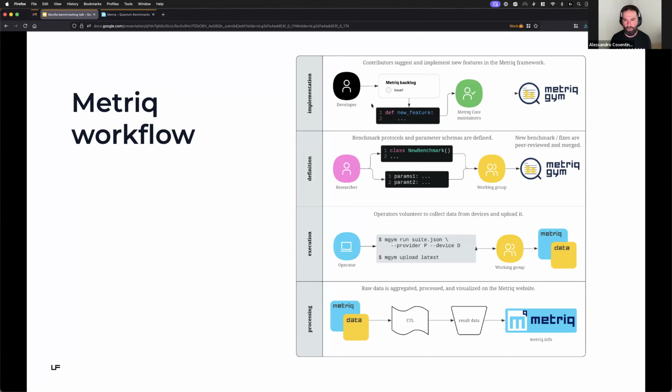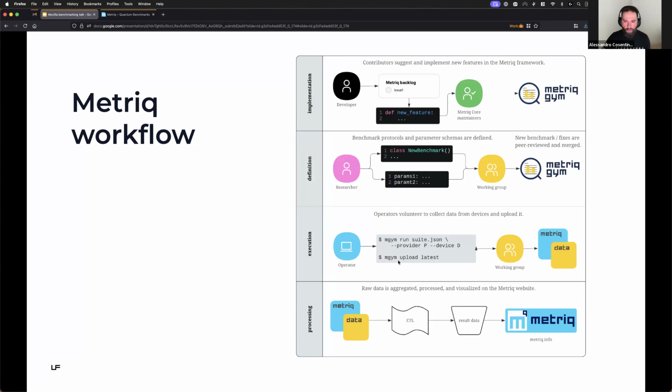We plan to have a more established working group that will decide which protocols should belong to the suite and which parameters should be picked in the schema of each of these protocols. And as I said, everyone can run and upload their results as long as they have access to quantum hardware. And in fact, we encourage people to collect as many data points as possible and share them with us or with everyone.